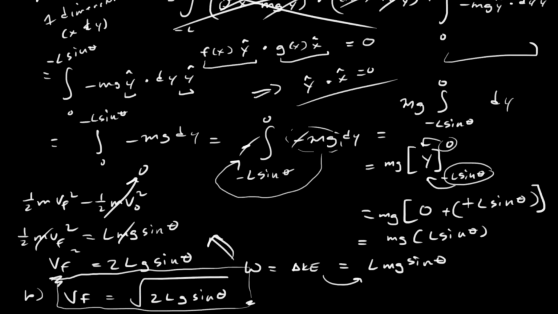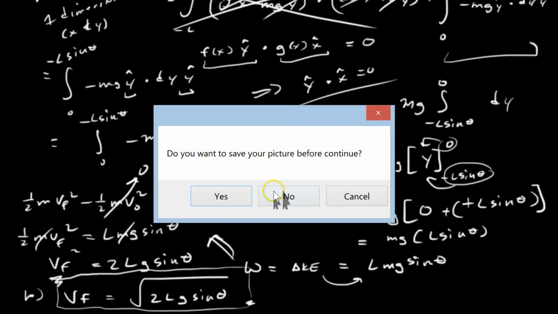Okay, we found the final velocity is the square root of 2Lg sine theta using our amazing calculus. So let me just rewrite that real quick. Velocity final, or we could say velocity at P, is going to be the square root of 2Lg sine of theta. Part C, they want us to find tension. So this is part B. Part C, tension equals what?